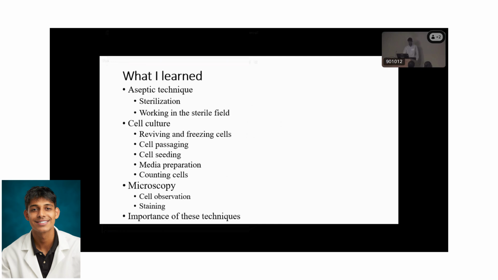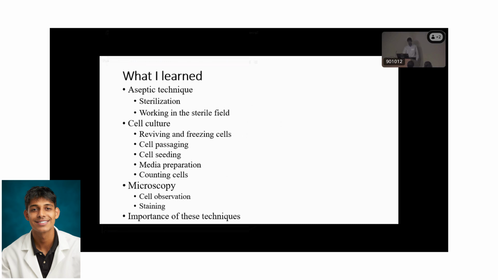I also learned how to both passage and seed cells. Sorry, I misspoke. These processes involve moving a few cells into a new vessel with fresh medium to prevent overgrowth and maintaining healthy cell lines. And I learned how to prepare media for specific cells. Certain types of cells need their own nutrients and need to be in the optimal growth conditions.